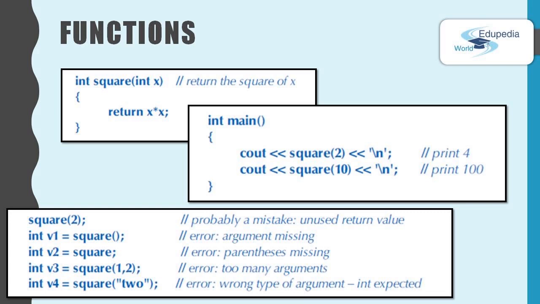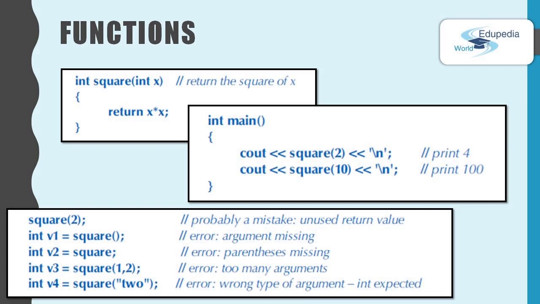In the second code line, it is calling the square function and tries to assign the return value into an int variable, but without passing any arguments. As the function declaration says, one int parameter is needed, but here there are no arguments, so it will give you an error. In the third code line, it is missing the parentheses. To call a function, you need the parentheses, even though there are no arguments. So here it will give you an error for missing the parentheses.